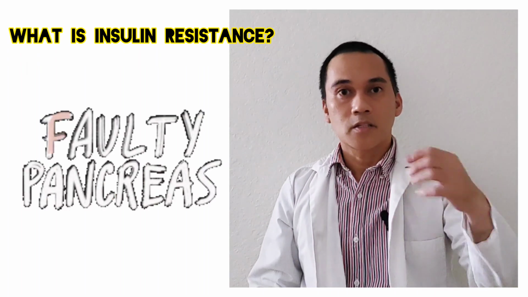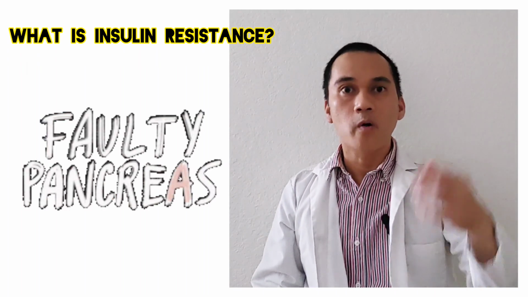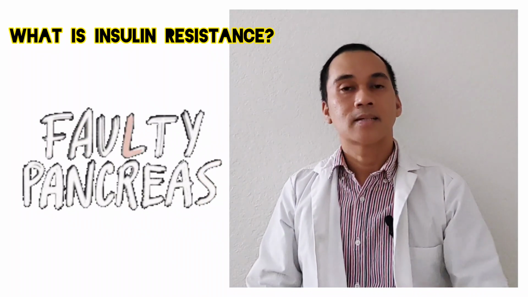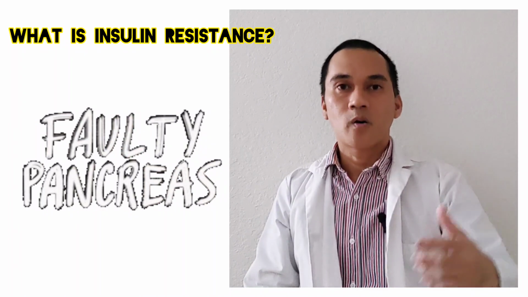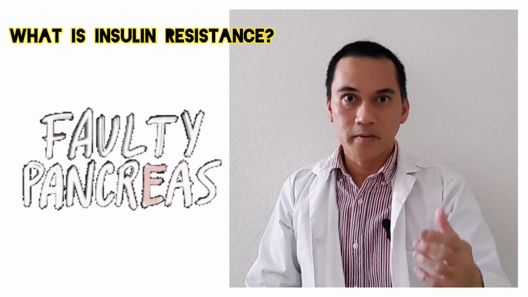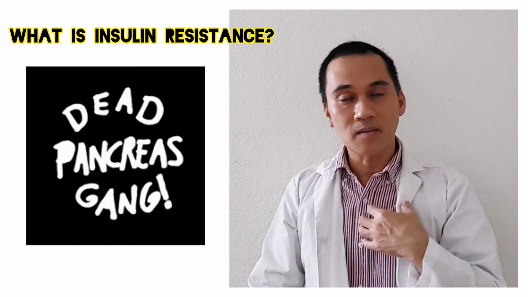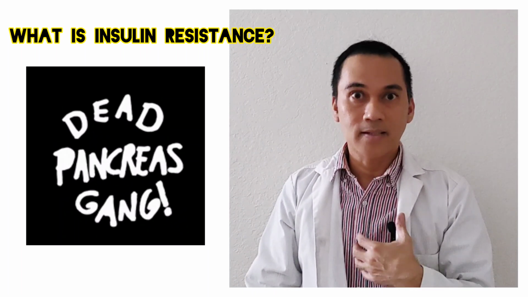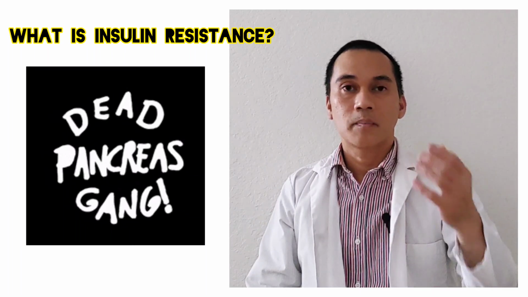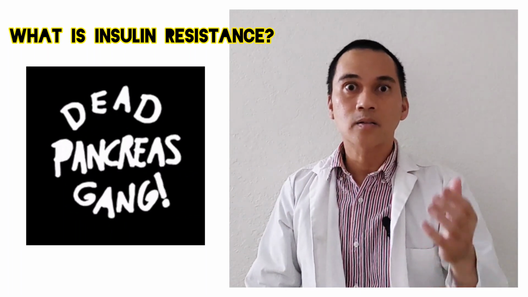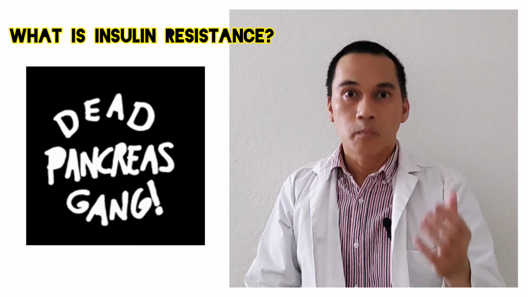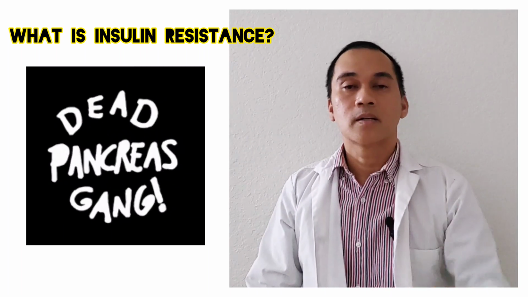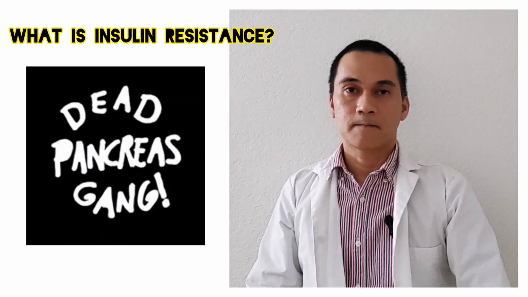So the pancreas is working so hard to produce more and more insulin. But over time, the pancreas wears out, just the same as us. When we are overworked, our efficiency will be affected. So over time, the pancreas is worn out and is now producing less insulin. And that is the start of type 2 diabetes.